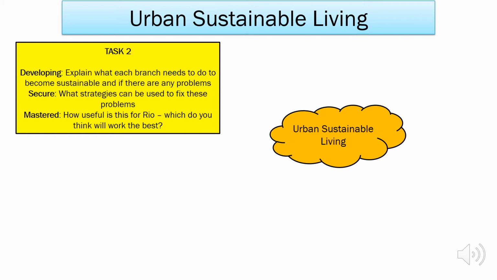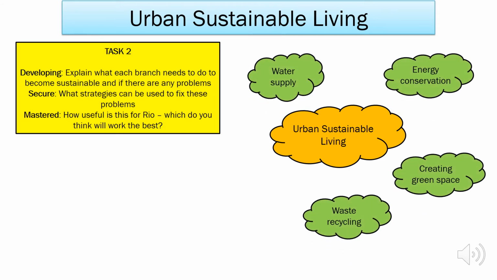For Developing, you will explain what each branch has to do to become more sustainable. For Secure, you identify how these can be fixed, and Mastered, you identify how this is useful for Rio, so which will work best for your city. There are links on the Class Charts task sheet that will help you to complete these tasks. I've done the first one for you.